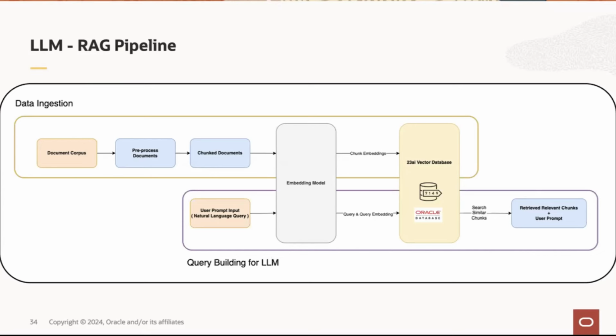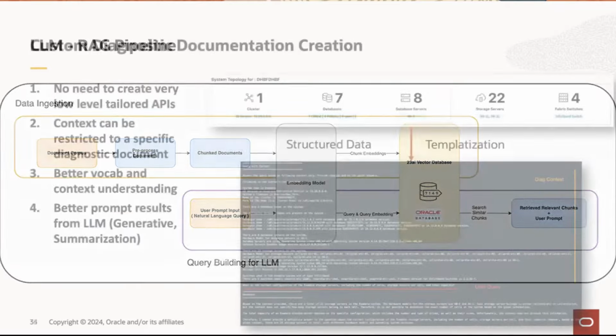Whenever we are building the queries, we take the natural language query from the user, pass it to the same embedding model, search for the relevant chunks that match, and augment those chunks with the actual prompt provided by the user to send it to the LLM to get the natural language response.